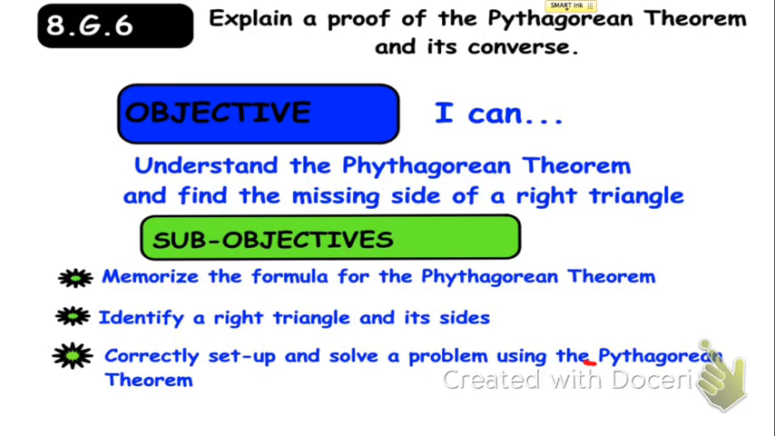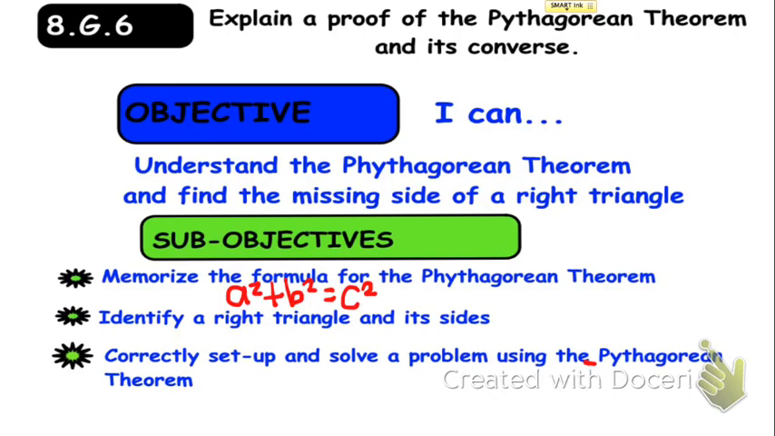Your sub-objective is to memorize the formula of the Pythagorean Theorem, and we should all know that the formula is a squared plus b squared equals c squared. And remember to always keep the a, b, and c lowercase.